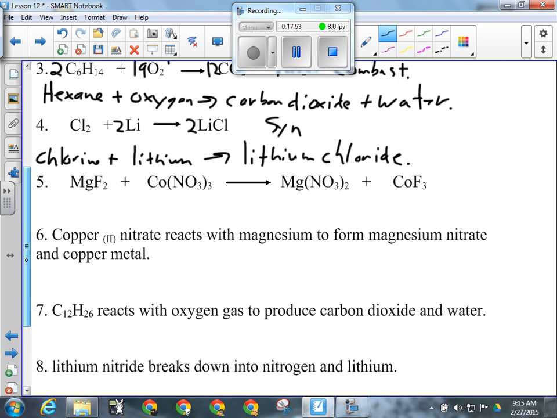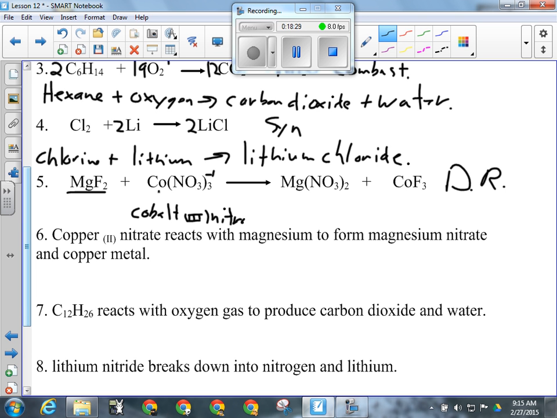All right, for number 5, 2 ionic compounds are reacting to make 2 different ionic compounds, which is a double replacement reaction. Rather than write it all out in my terrible handwriting, this stuff here is magnesium fluoride. This stuff is cobalt 3 nitrate. Here's how we know that. Nitrate is a -1, and there are 3 of them. Since there's only 1 cobalt, it has to be a +3. So we'd be looking at cobalt, Roman numeral 3, nitrate.